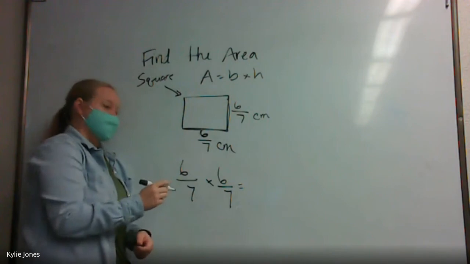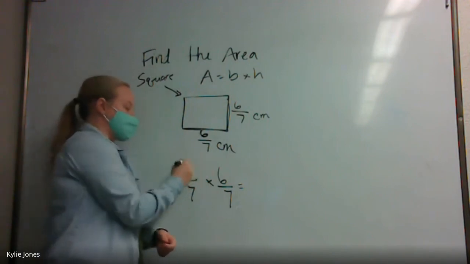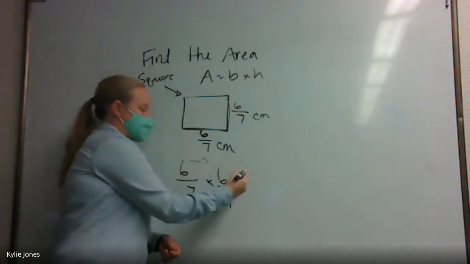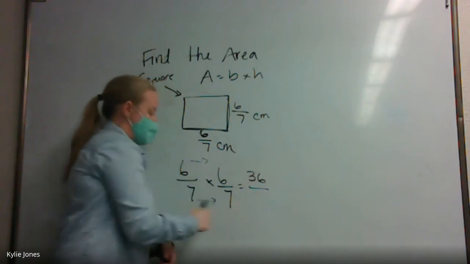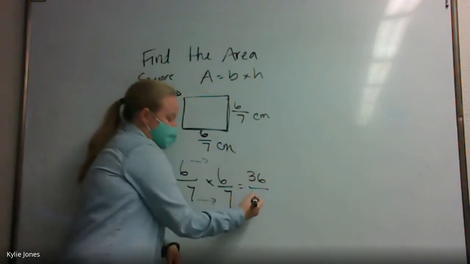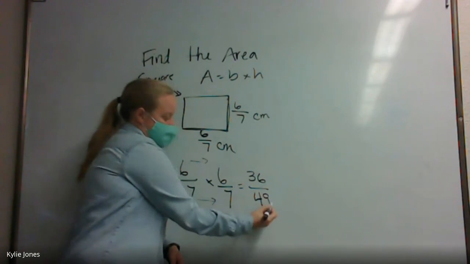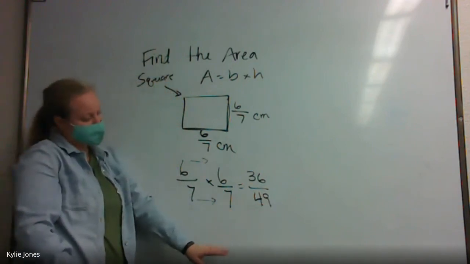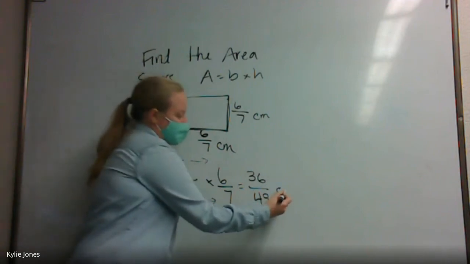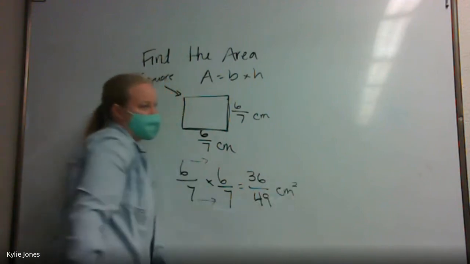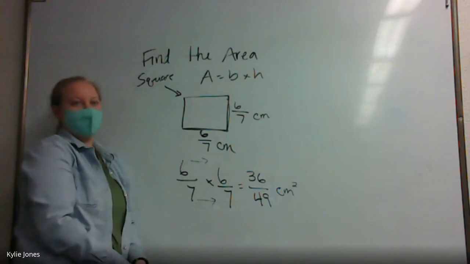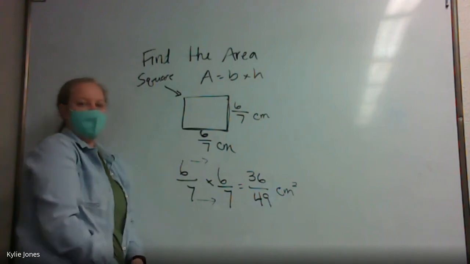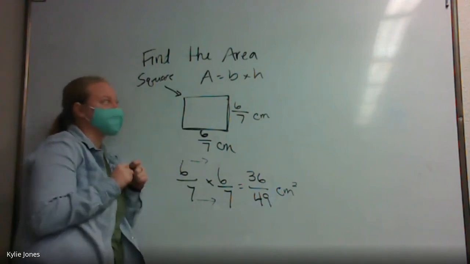Is 36 over 49. No, it's 48 over 9. It is. So 6 times 6, because we multiply straight across. 6 times 6 is 36. And 7 times 7 is 49. Can I simplify this at all? No, we can't. I thought and thought and thought. And it's centimeters squared. I forgot to put the units on our first one. My bad. I remember to put it on this time. Good. Okay, so there's our square.